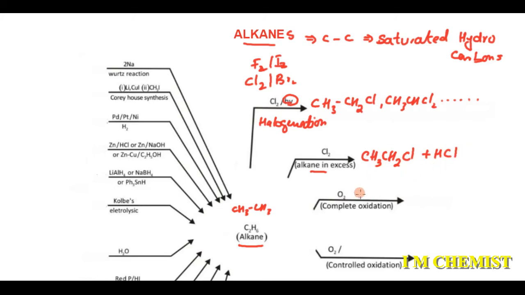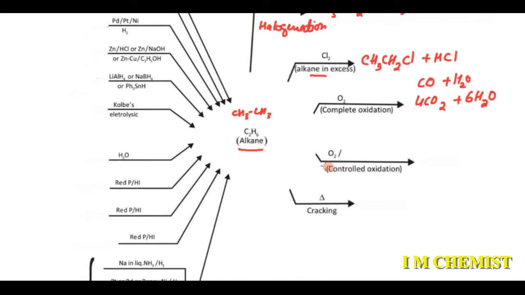Now in case of oxidation, alkanes are converted into carbon dioxide along with water. This is the complete oxidation reaction of alkanes. In case of incomplete oxidation, the products would be carbon monoxide and water. Another reaction that alkane undergoes is in the presence of oxygen. This is the controlled oxidation. We have a limited supply of oxygen, and in this case the ethane molecule would be converted into acetic acid, which is a carboxylic acid.